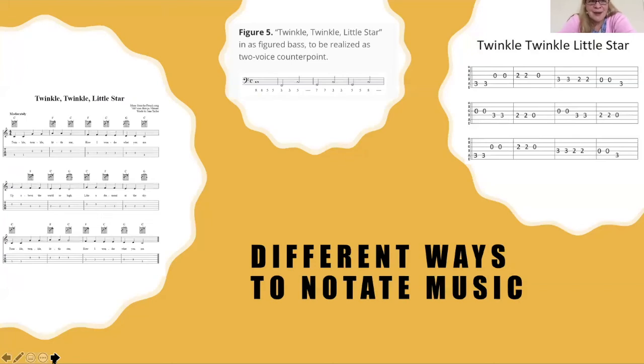So we have three examples here. On the left, you'll see what might look like a familiar version of Twinkle, Twinkle, Little Star. Above the notes that are written are where to place your fingers, and that's called tablature. It's like a shorthand or a very brief way to notate the picture of your hand in the formation that it needs to be to play the chords.